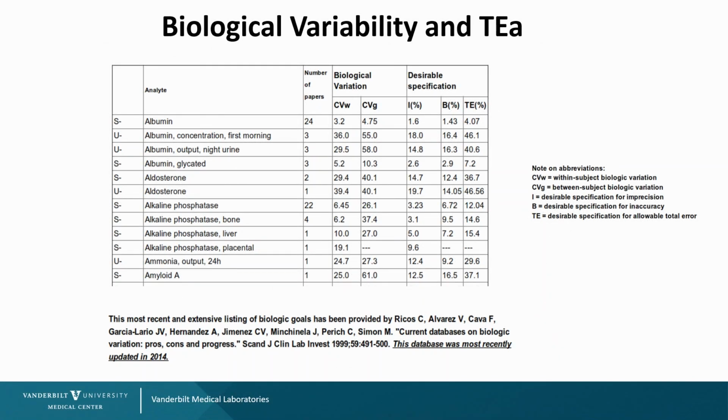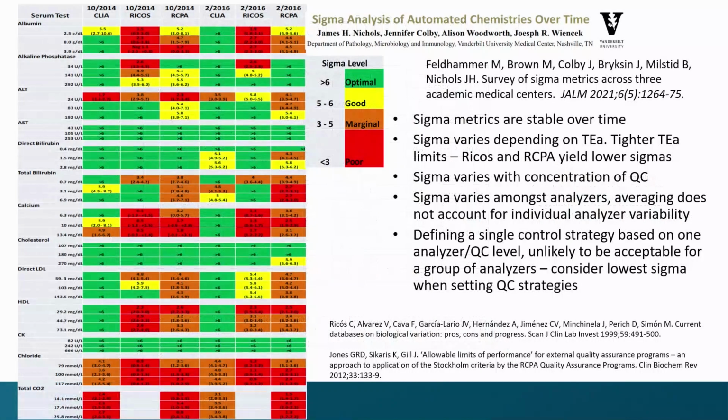You've seen the biological variability databases. This one came from Nichols' publication, and they provide an estimate of desirable specifications for imprecision, bias, and total error limits for your analytical performance for different analytes. Using these metrics, we can assess the performance of our analyzers in our laboratory.